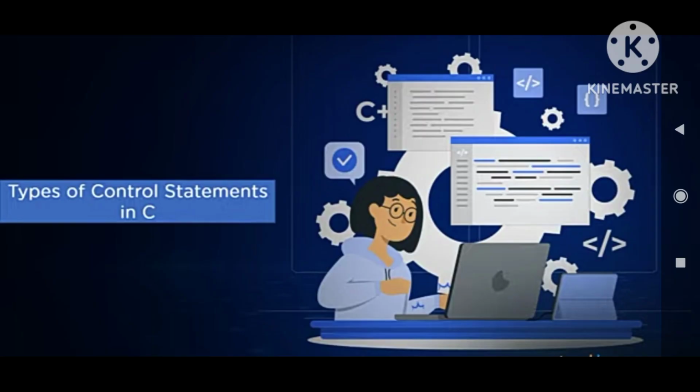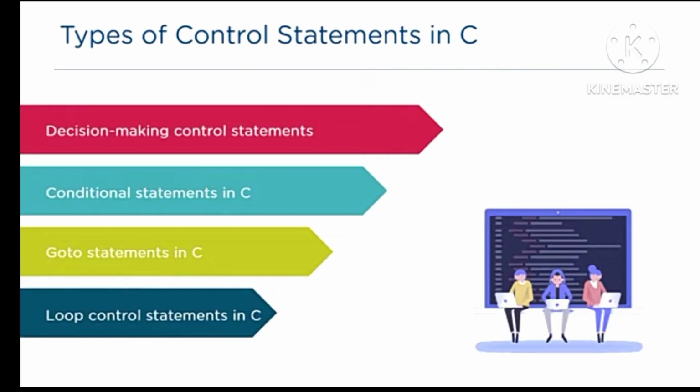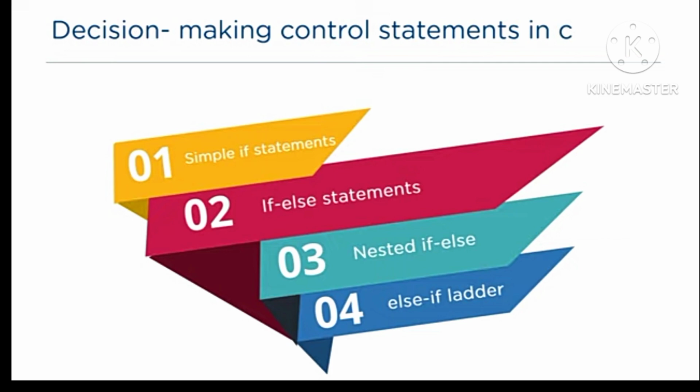Next, types of control statements in C. First, decision making control statements; second, conditional statements; then goto statements in C; and loop control statements in C. First, decision making control statements in C. The first one is the simple if statement. The second is the if else statement. The third is nested if else. And the fourth is the if else ladder statement.